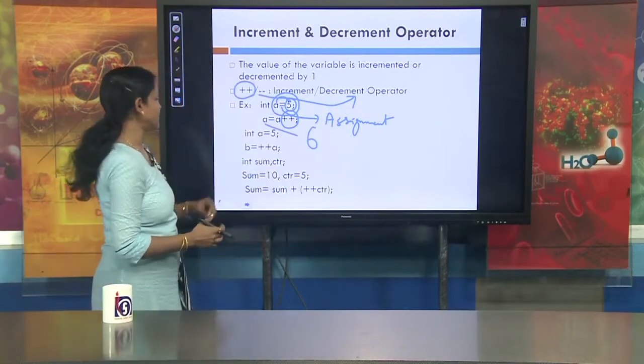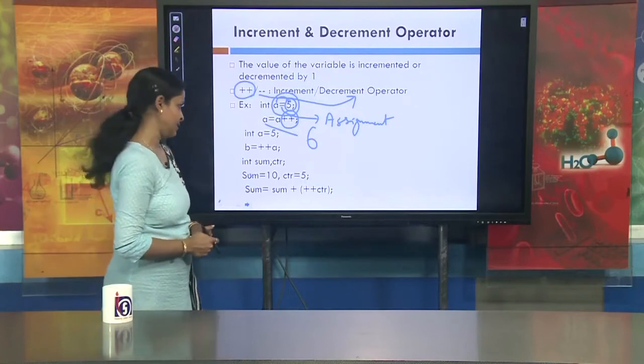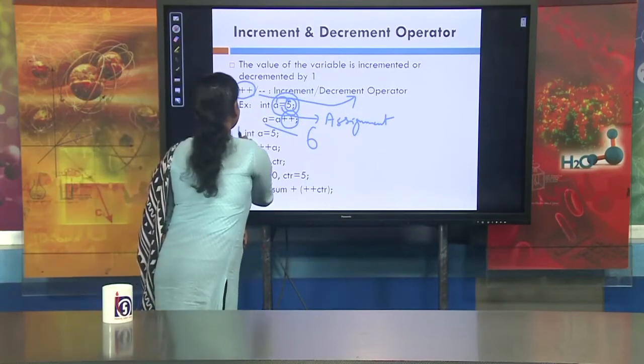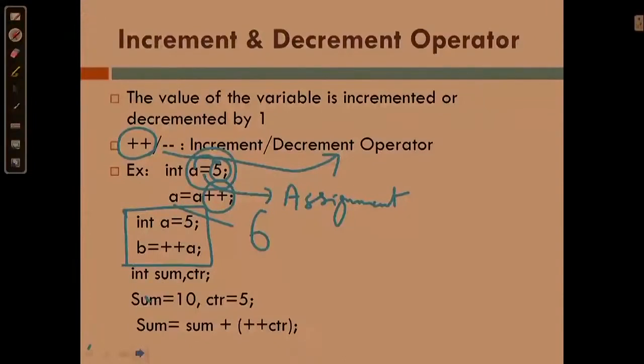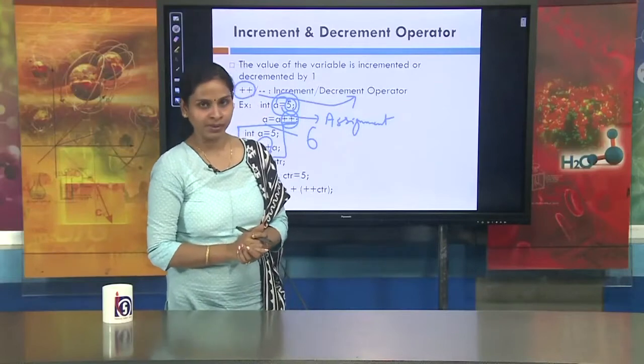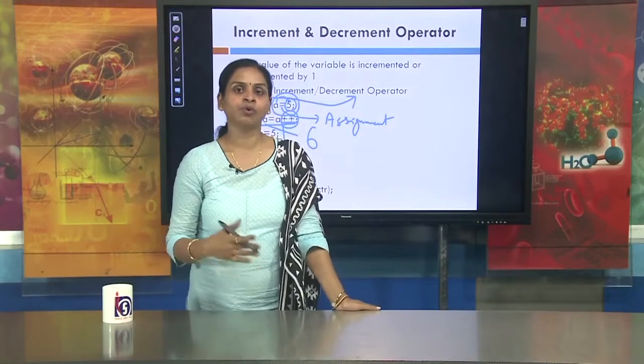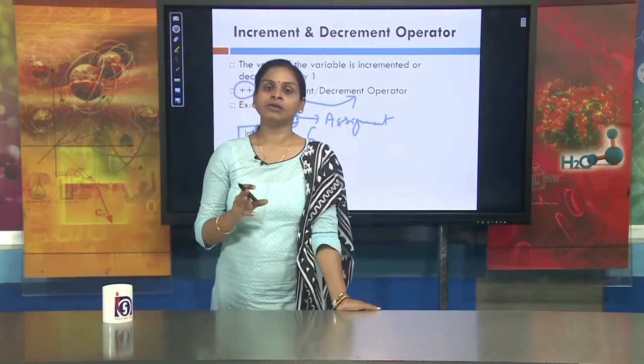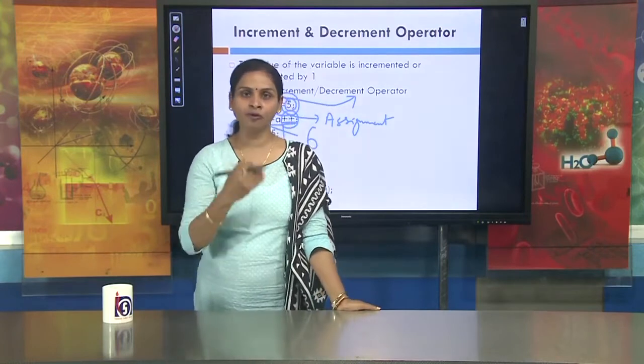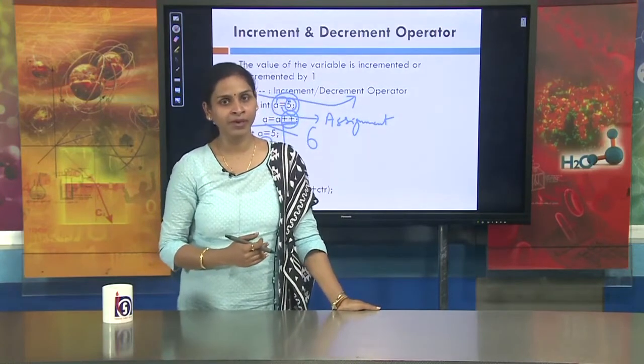Then here I have given an example of pre-increment. As you can see here, the increment operator is used before the variable A. Here, the increment operator has been used after the variable. If the increment operator is used after a particular variable, it is known as post-increment. And if the increment operator is used before the variable, it is known as pre-increment.